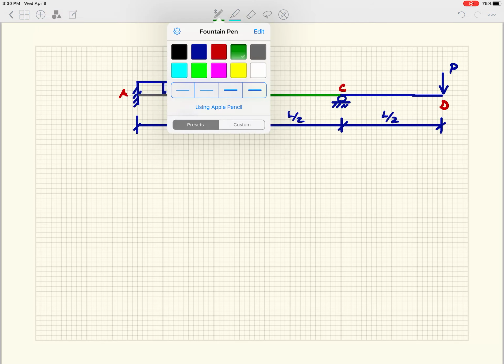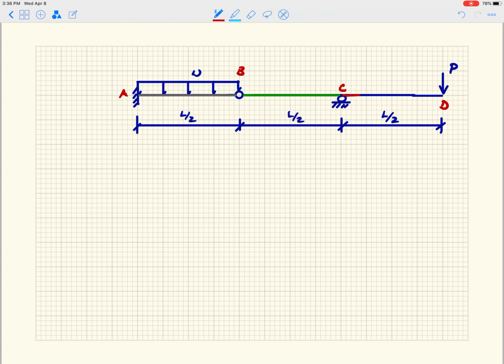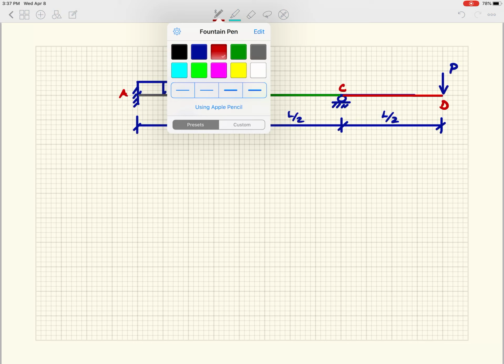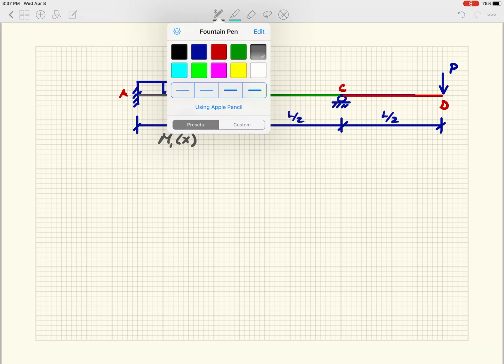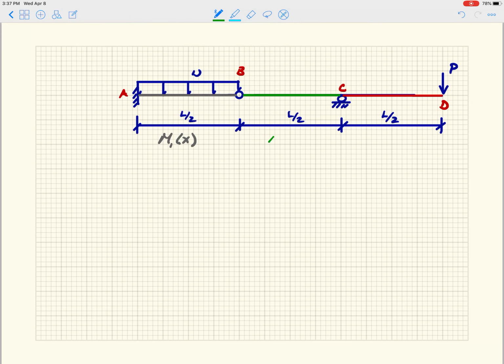That's segment 2, highlighted in green. And then this guy is segment 3, highlighted in red, right? And so just like the previous example, I am going to get one moment diagram for segment AB, a second moment diagram for segment BC, and a third moment diagram for segment CD, right?